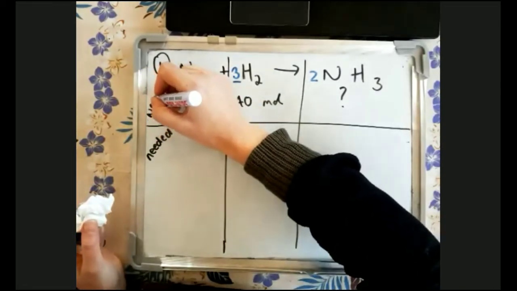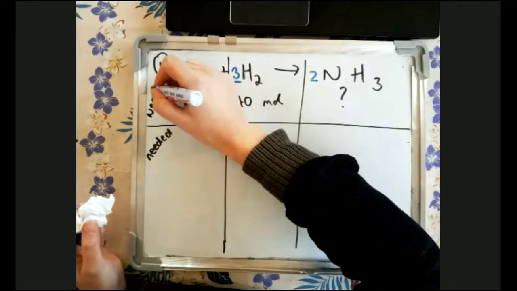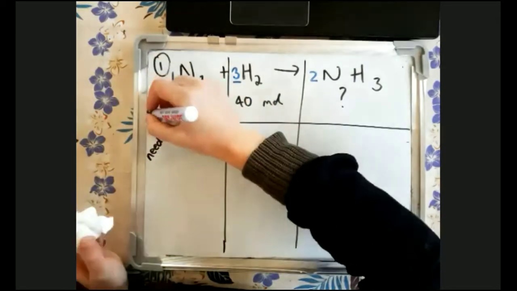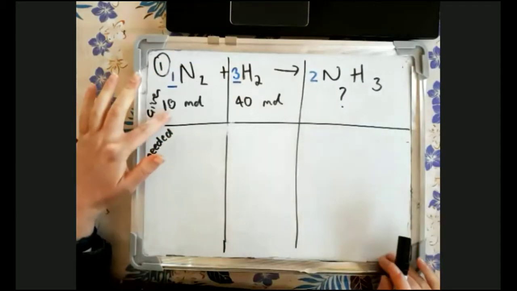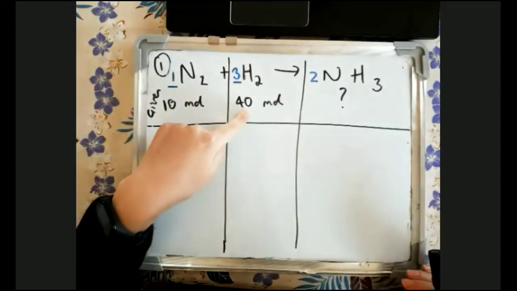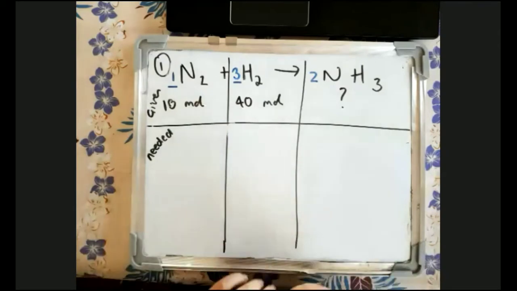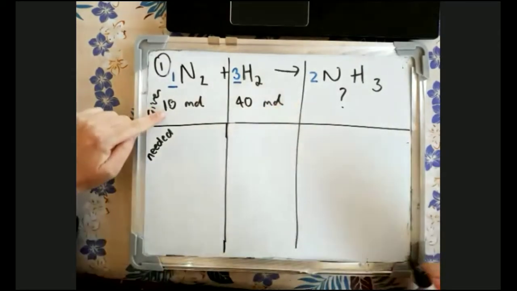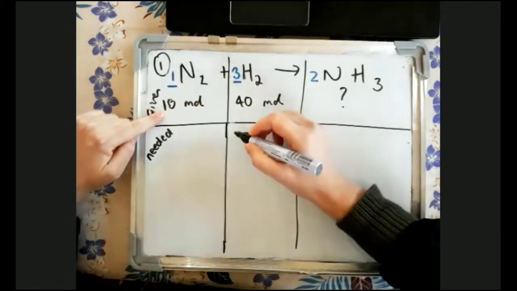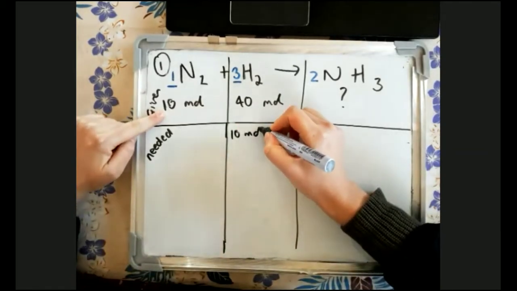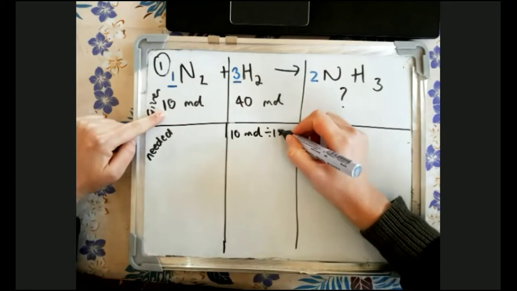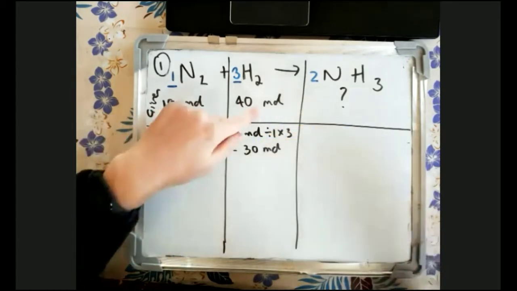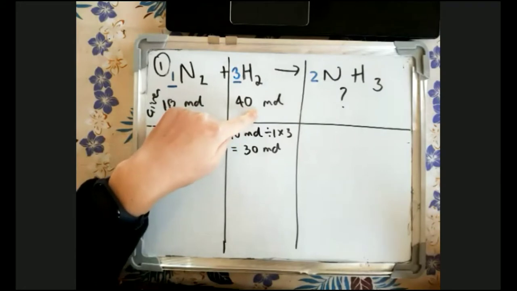Sorry, this one's given. Now, we all know, because I wrote the correct amounts initially, that if I was given 10 moles of this, I need 30 moles of this, according to the ratio. Now let's say I wasn't given that and I had to figure it out. Then I'll go, okay, let me work out how much I need based on this. So I go 10 moles of this, divided by 1 times by 3. Oh, I need 30 mole of H2. So I was given the incorrect amount of H2.